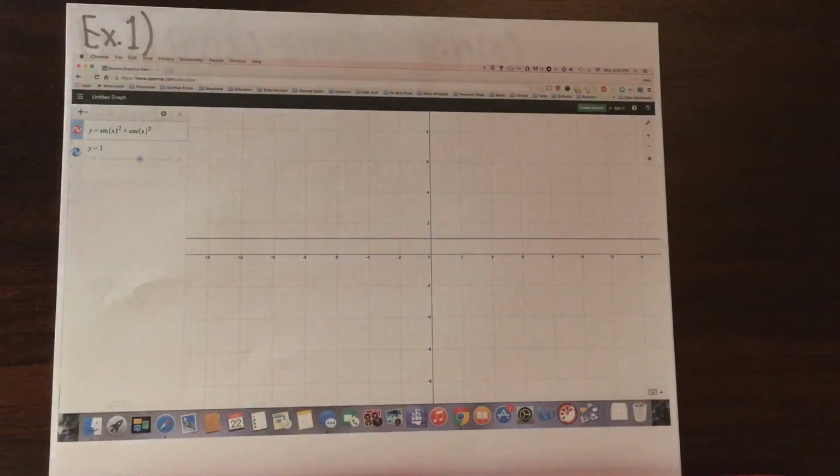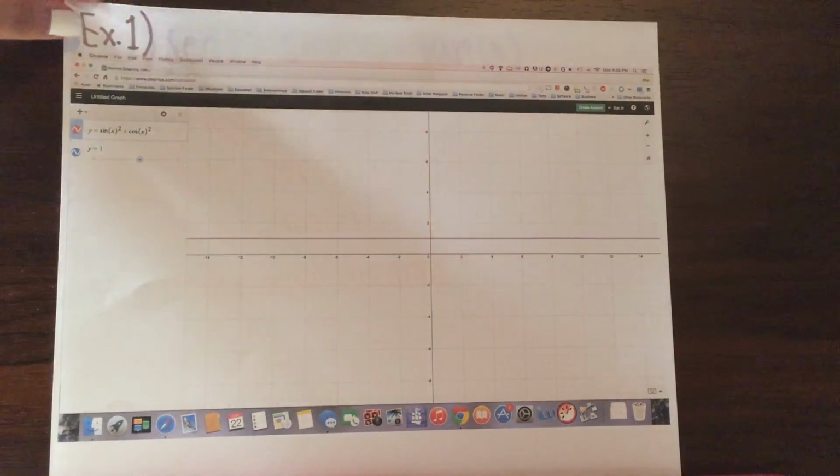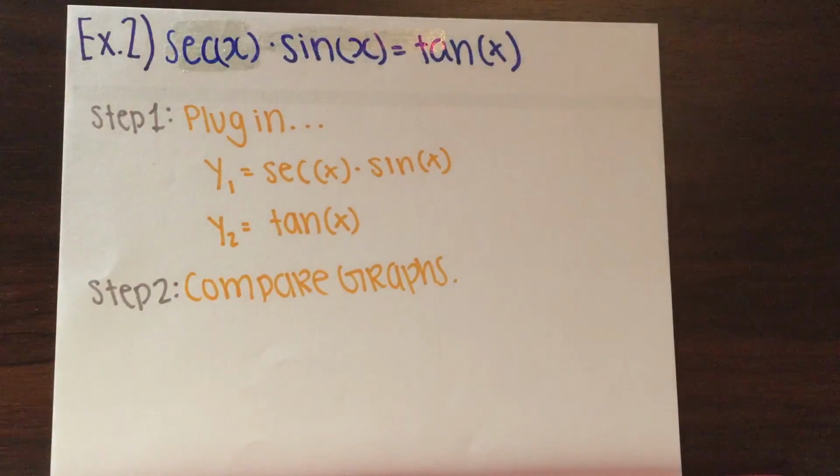So I used an online calculator to print this out. And I put in the first equation and the second equation. And then you would get that sine of x squared plus cosine of x squared is where y equals 1. So that sine of x squared plus cosine of x squared does equal 1. And all you see is one graph, sorry. In the second example that I chose, secant of x times sine of x equals tan of x.